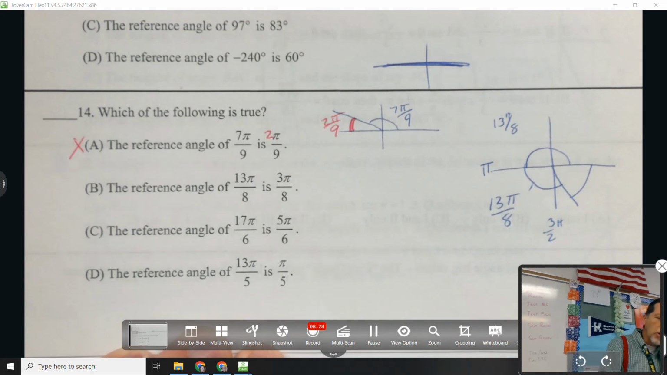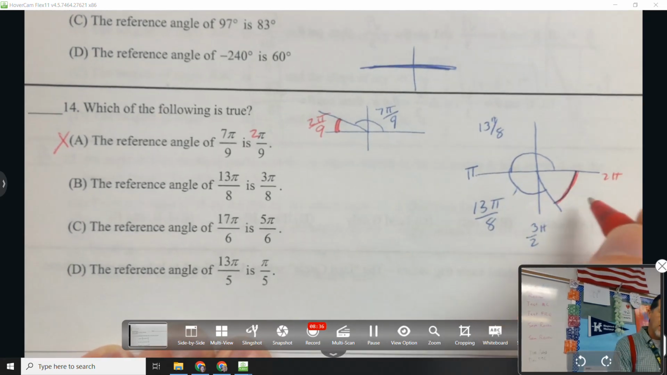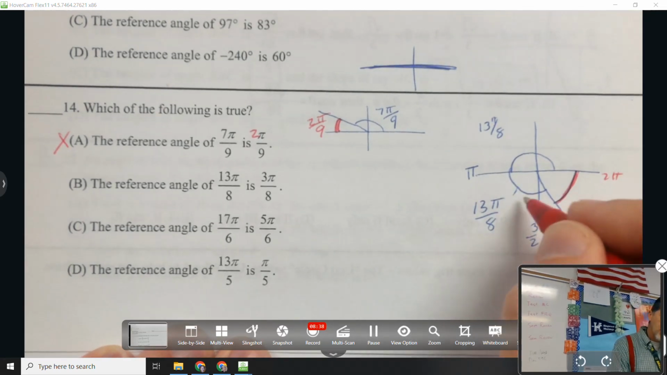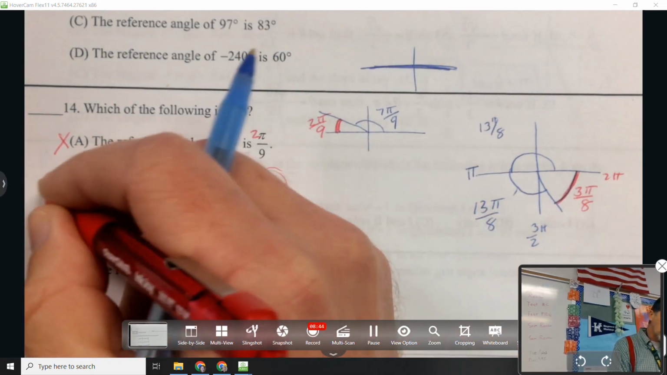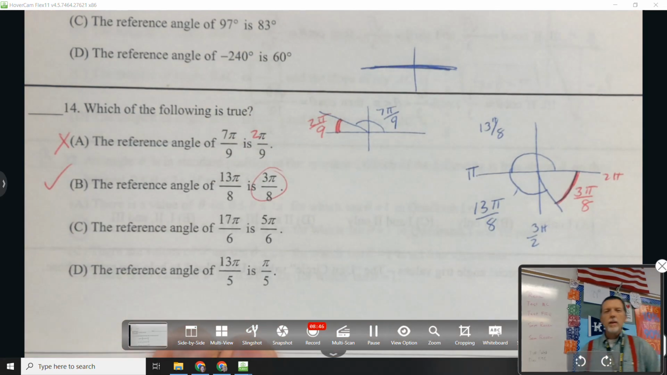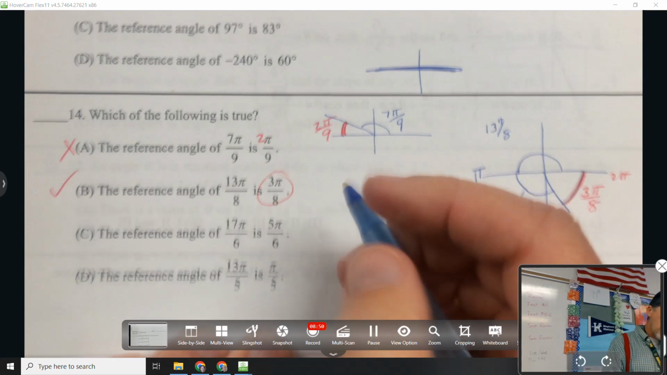So how many more do I need to go to get to 2 pi? How many more 8ths do I need to get to 2 pi? 3. So I need to go 3 pi over 8 more. So I think this one is right. I'm going to keep going and check this to sort of verify.